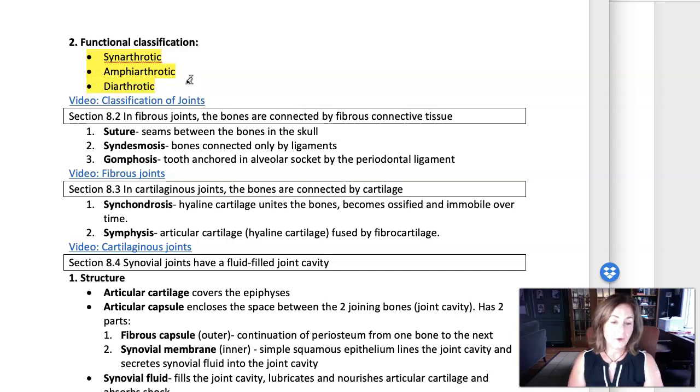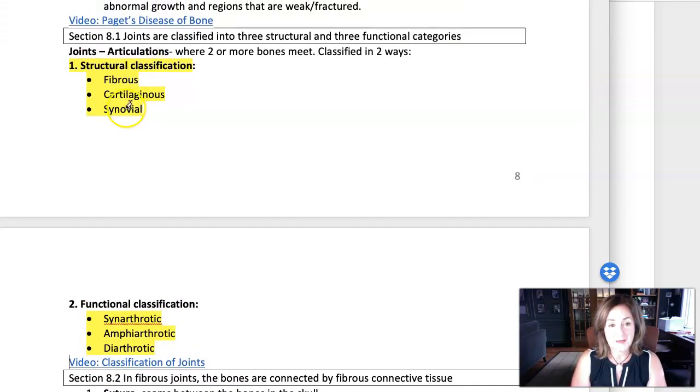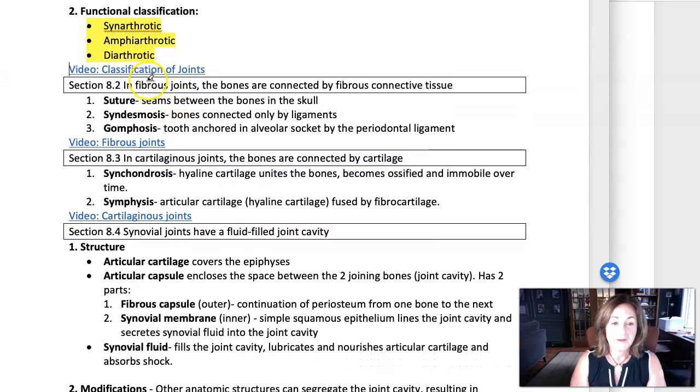So in the notes, I organize the notes based on the structural type of joint. So you can see I go through the 3 different types of fibrous joints: the suture between the skull, syndesmosis, which is bones connected by ligaments, and a gomphosis, which specifically is the tooth anchored into the socket.